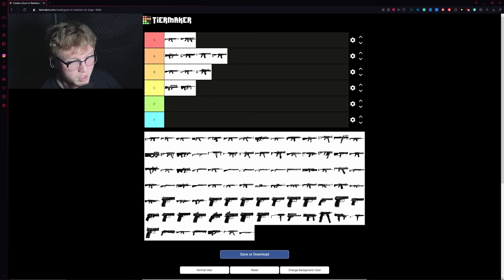I think it shoots pretty consistently. It's a very decent fire rate. Nothing to complain about there. So it's going to be S tier for that reason.